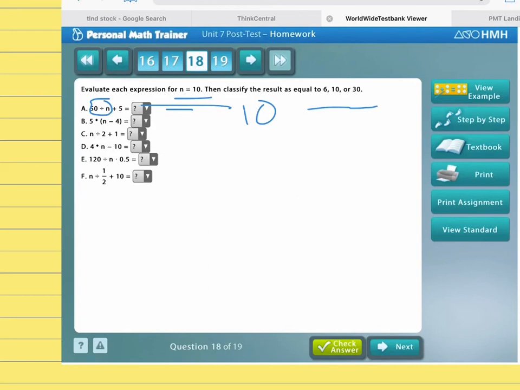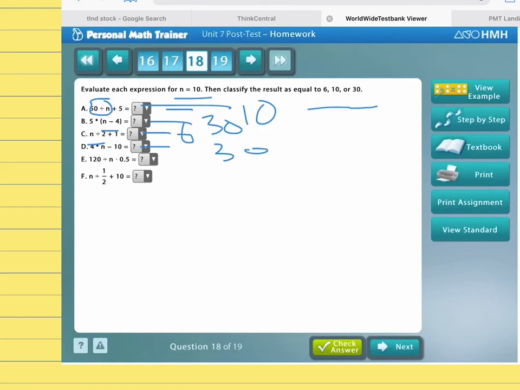Second one, n is 10. 10 minus 4 is 6. 6 times 5 is 30. Second answer is going to be 30. 10 divided by 2 is 5. 5 plus 1 is 6. Third answer is going to be 6. 4 times 10 is 40. Minus 5 is 35. D is going to be 30.